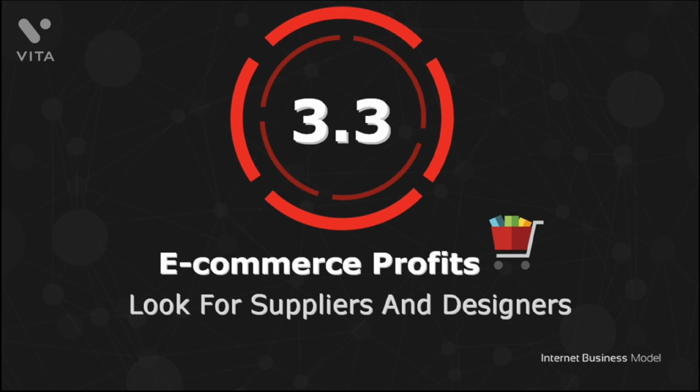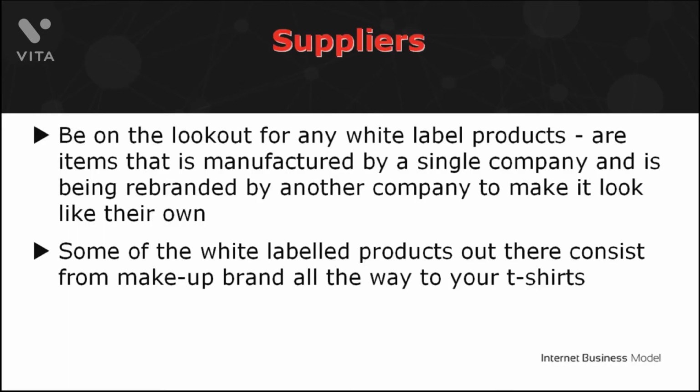Next, we discuss hiring suppliers and designers. To begin looking for products, you need to be on the lookout for any white-label products. White-label products are items manufactured by a single company and are rebranded by another company to make it look like their own. Many giant companies practice this method.